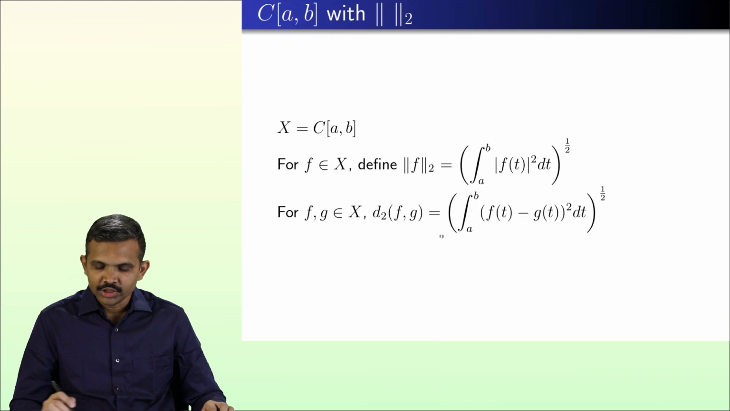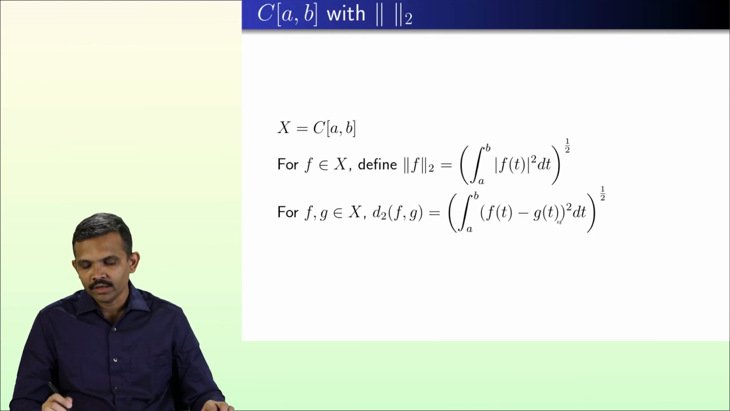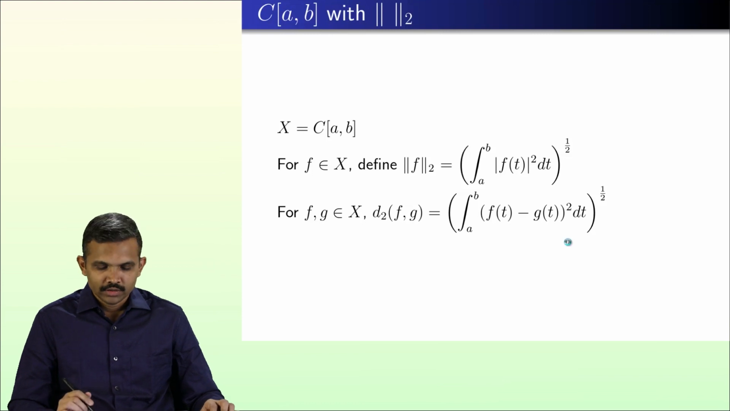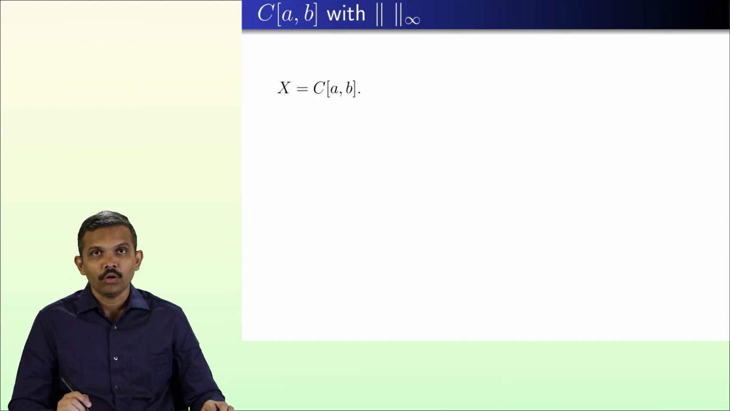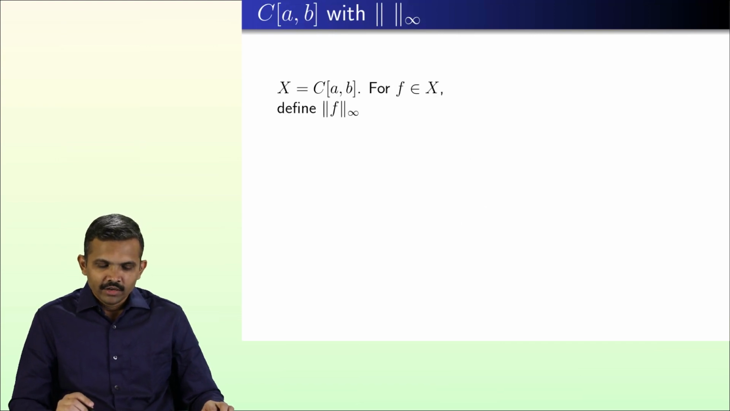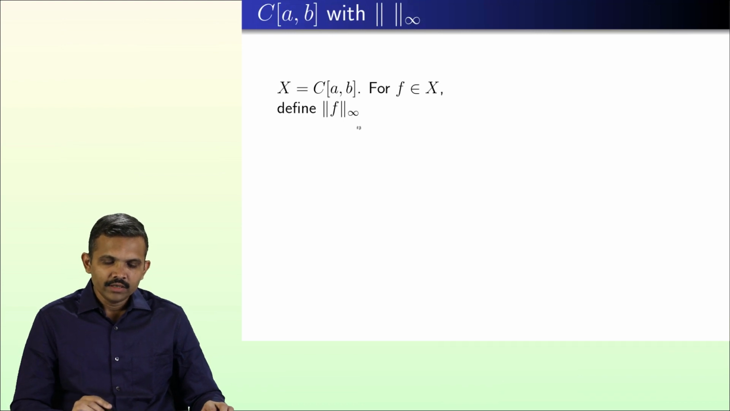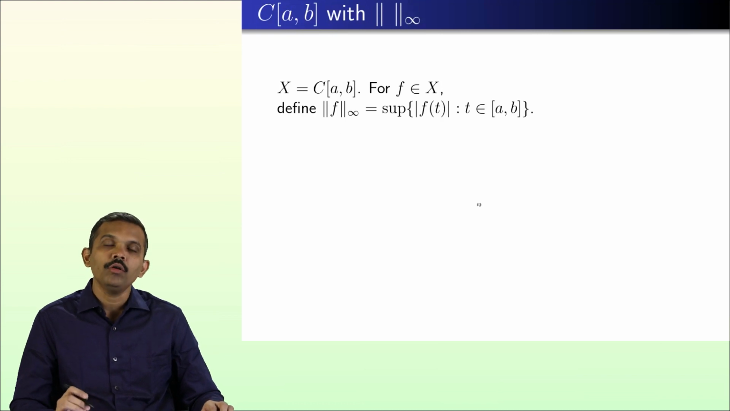So, d2(f,g) is the integral from a to b of (f(t) minus g(t)) whole square dt, and then take the square root. This is certainly a norm on C[a,b]. Now, let us look at the third norm that we can consider, that is norm infinity. Again on similar lines we would like to define it: you need to take a supremum of the modulus of all the values of the function. So, supremum of mod f(t), t belongs to closed [a,b].